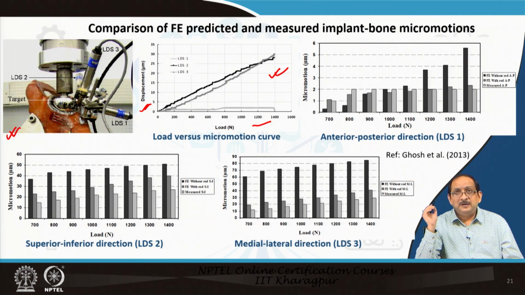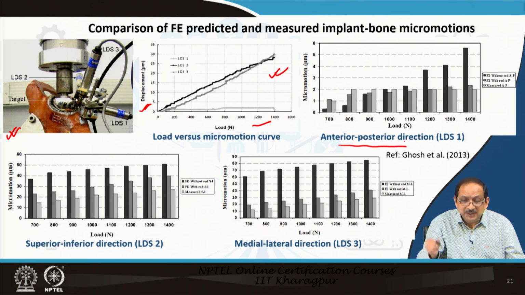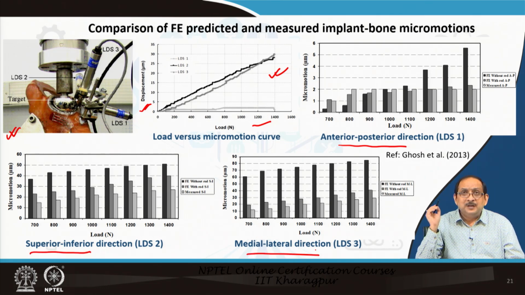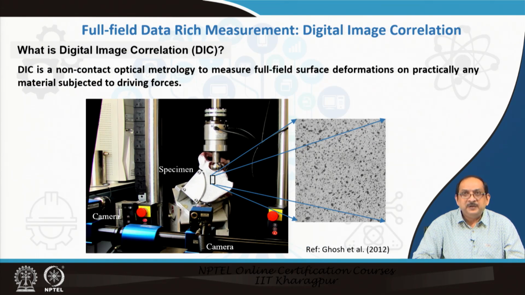Now, when we compare the measurements with the FE predicted data along three directions, that is the anterior posterior direction, superior inferior direction and mediolateral direction, corresponding to LDS 1, 2 and 3, we clearly observe that the trends are comparable, although there are some quantitative deviations between the measured micromotion and the FE predicted micromotion. We will now move into the third topic, which is quite interesting.